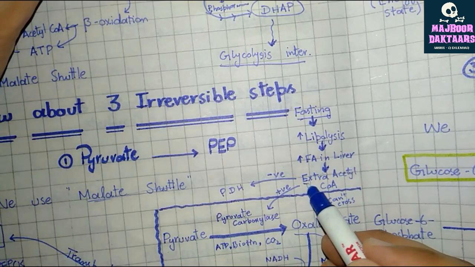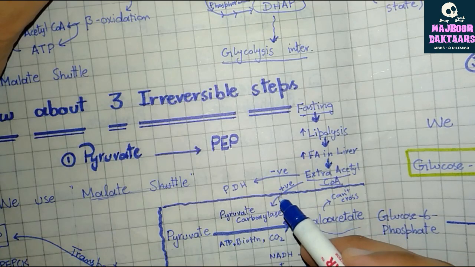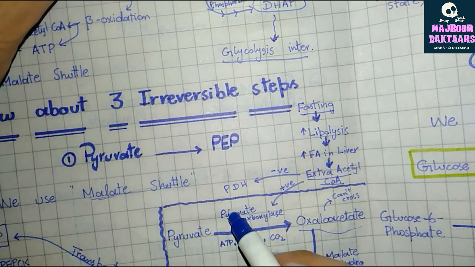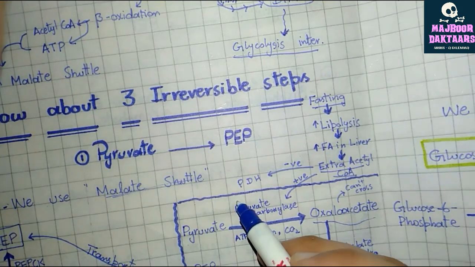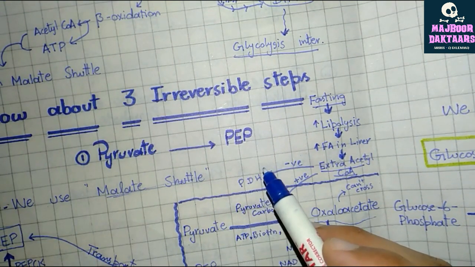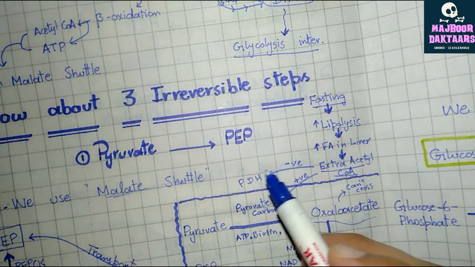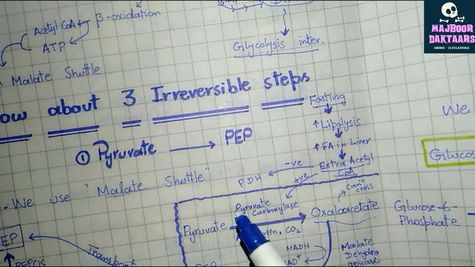So the extra acetyl CoA present in the liver causes a positive effect on the pyruvate carboxylase, that is, it enhances the activity of pyruvate carboxylase, while it diminishes the activity of pyruvate dehydrogenase, which causes the oxidation of pyruvate as occurs in glycolysis. So it is causing a negative feedback on the enzyme of glycolysis and a positive one on pyruvate carboxylase. So we can say that it is diverting pyruvate to the side of gluconeogenesis.